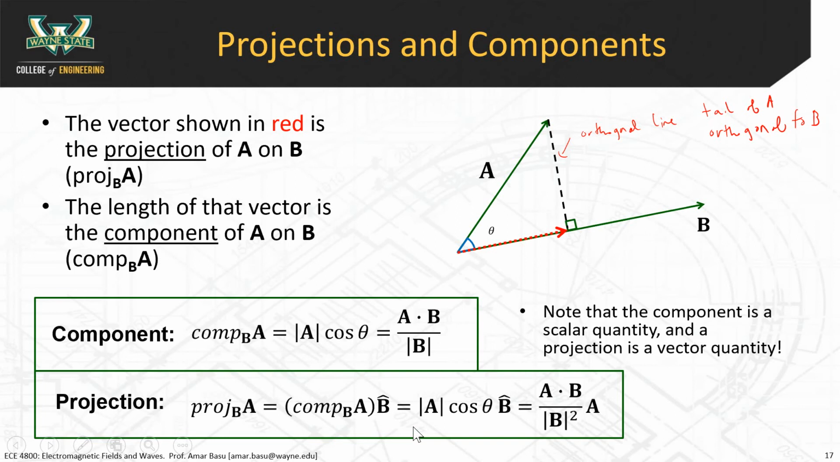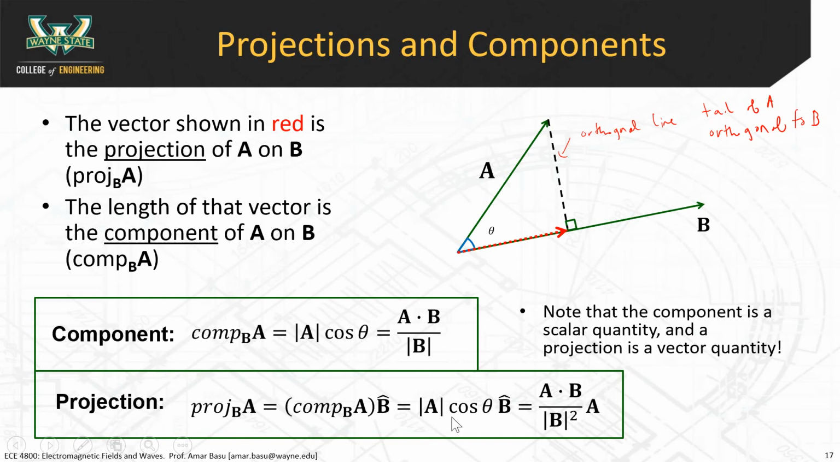Okay, so the way that we then figure that out is, we already know that the component of B on A is equal to A cosine of theta. Okay, so that's how we get this portion here.